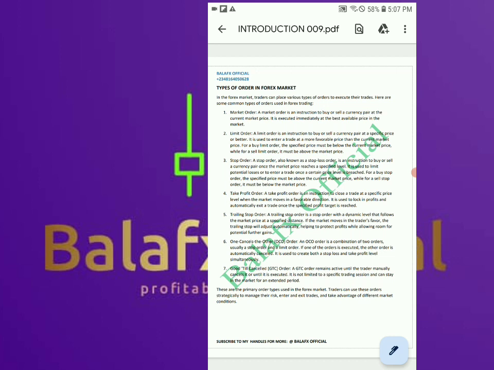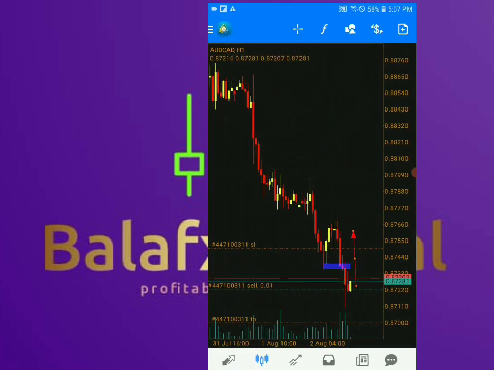A trailing stop order is a stop order with a dynamic level that follows the market price at a specified distance. If the market moves in a trader's favor, the trailing stop will adjust automatically, helping to protect profit while allowing room for potential further gains. So what this means is that you can do it automatically.